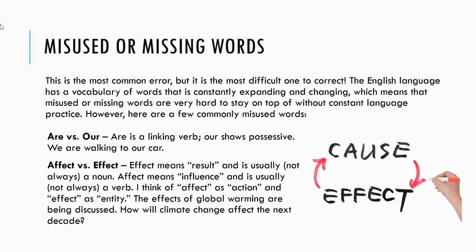Another commonly misused pair is "affect" with an A and "effect" with an E. "Effect" with an E means result and is usually but not always a noun. "Affect" with an A means influence and is usually but not always a verb. "Effect" with an E can be thought of as an entity, while "affect" with an A can be thought of as an action. The effects of global warming are being discussed. How will climate change affect the next decade?